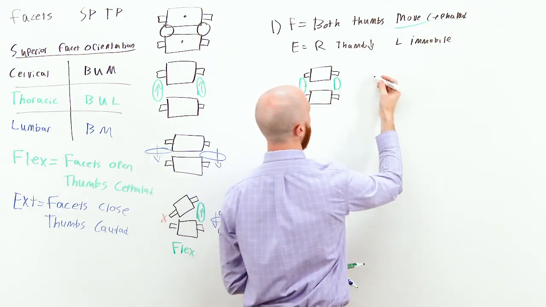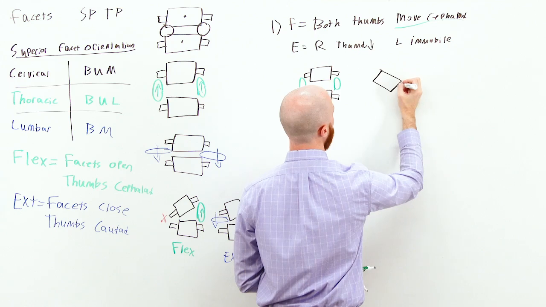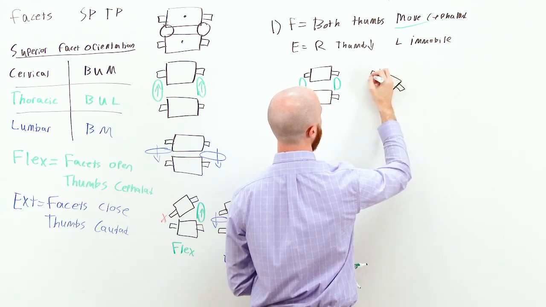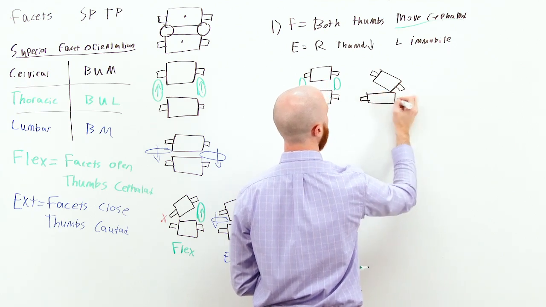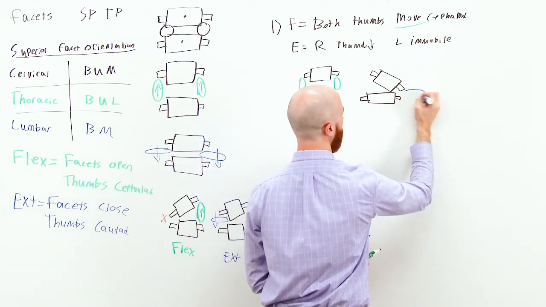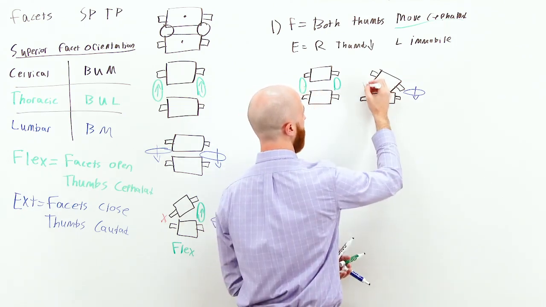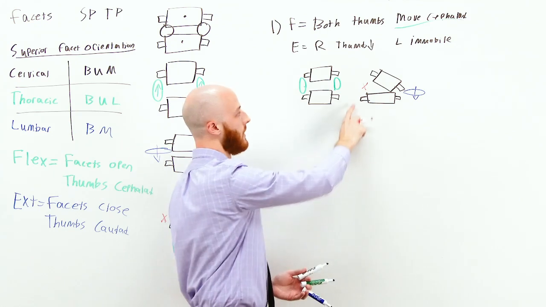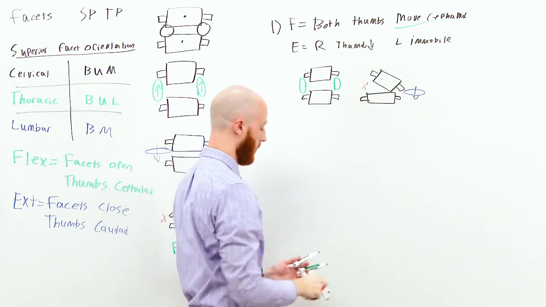During extension, the right thumb moves downward towards the feet, and the left thumb stays immobile. So the right facet squishes closed like it should, but the left facet stays open. This is telling you that the left facet is dysfunctional during extension.